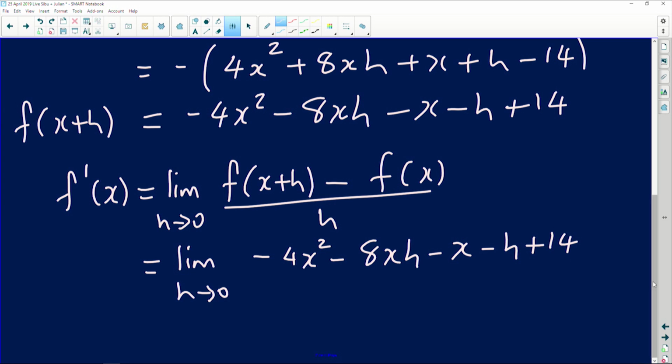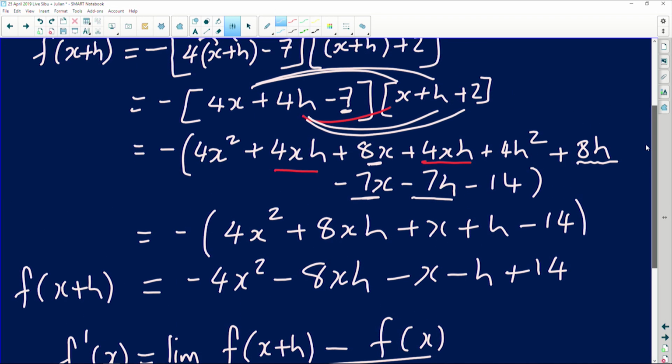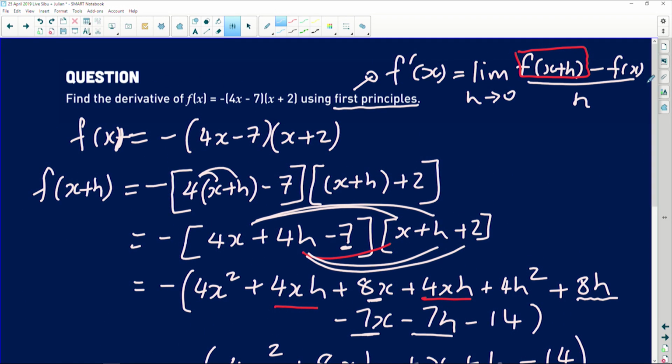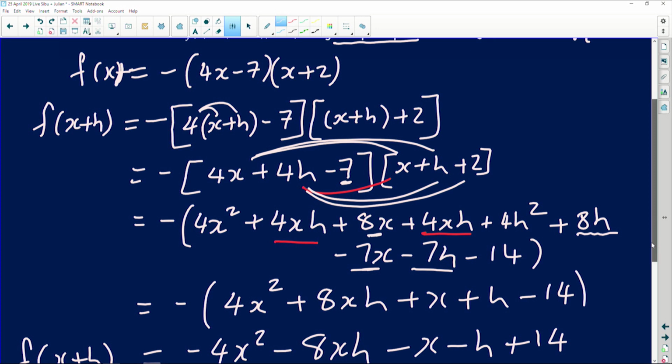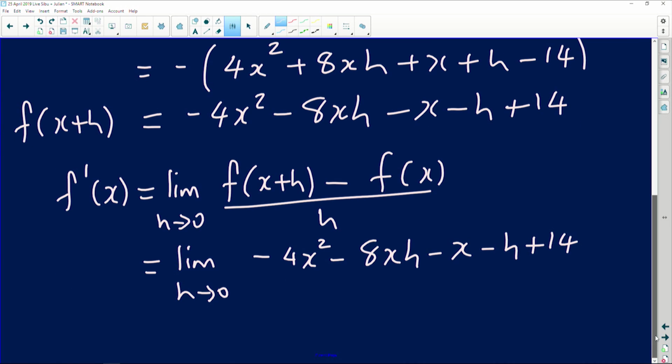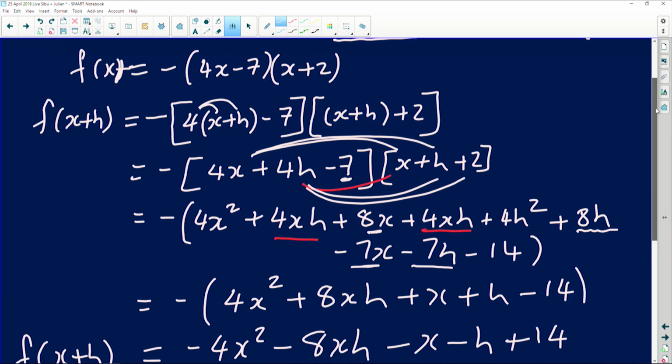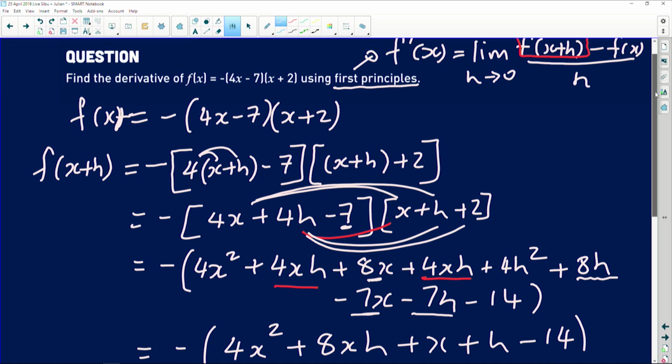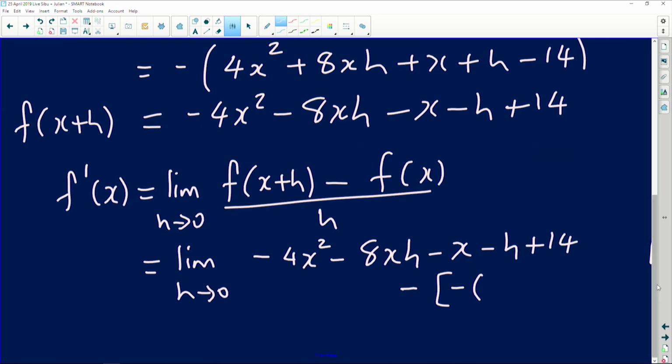Now, this part, the f of x part, let's see what f of x is. I feel like it could have been much better again if we had simplified our f of x before we substituted it here, because it also has a couple of terms. So if you go back and look at it, we can try and make sense of what f of x is as a simplified expression. We can just substitute it here, minus, in brackets, negative, open bracket, 4x minus 7 and then x plus 2.